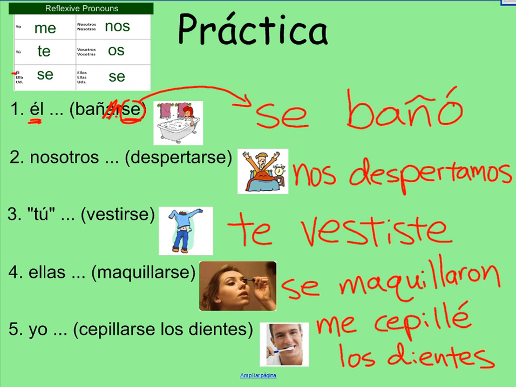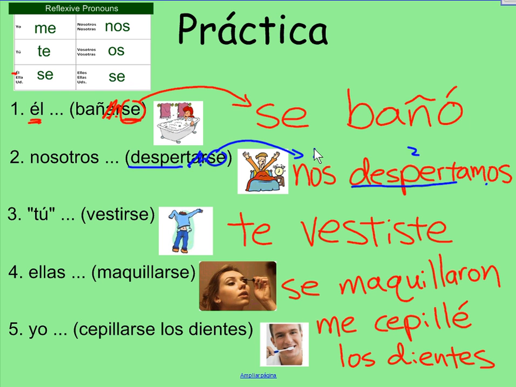Alright, so here are the answers for our practice problems. Número 2, nosotros despertarse. We woke up. Nos despertamos. Again, in these reflexive verbs, we have now 2 parts to the conjugation, 2 words. Nos is the pronoun for nosotros, and then despertamos, after taking the se off, turning it into nos, take off the last 2 remaining letters, take our stem, despert, add the ending for nosotros in the preterite tense, amos, to give us nos despertamos.